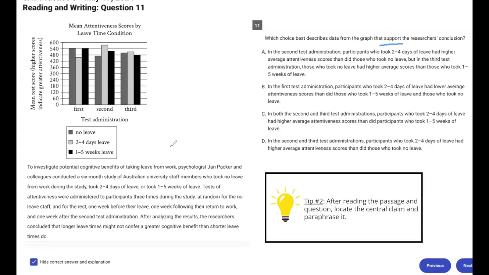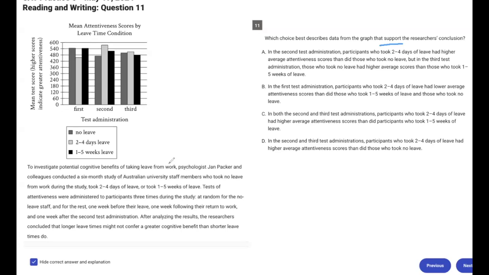A lot of times with these types of questions, you'll see that there's a lot of introduction or even filler with the passage, and that basically buries the claim. So that forces you to locate what is the central claim or conclusion being made here. We can see that it's actually the very last sentence where it says, after analyzing the results, the researchers concluded that longer leave times might not confer a greater cognitive benefit than shorter leave times do.